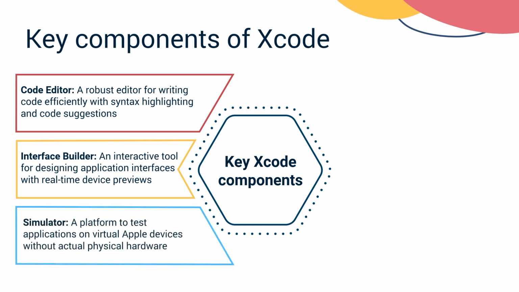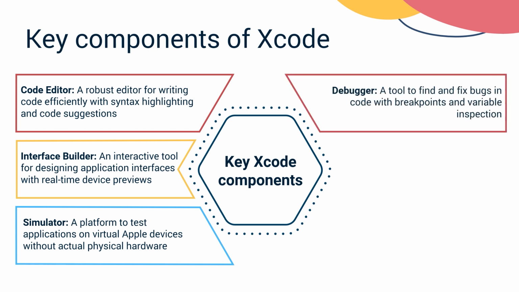A simulator is a platform that allows developers to test their applications on virtual Apple devices, such as iPhones and iPads, without needing the actual physical hardware. A debugger is a tool for identifying and fixing bugs in a code by setting breakpoints, stepping through the application code, and inspecting the value for variables.